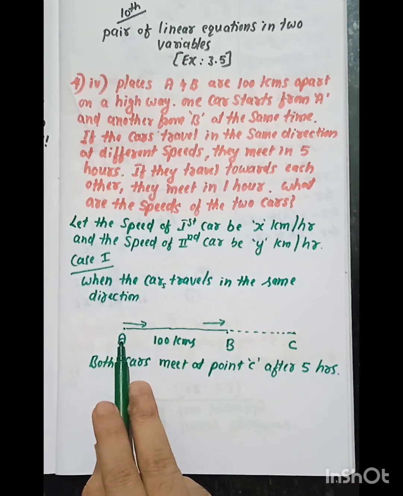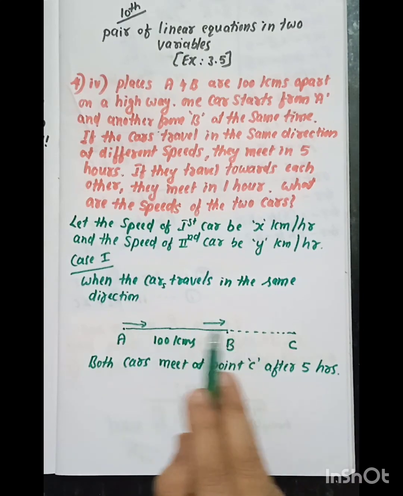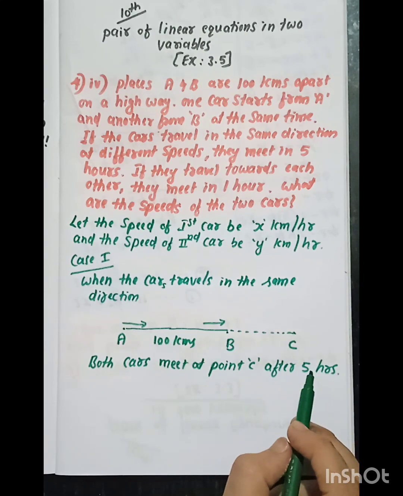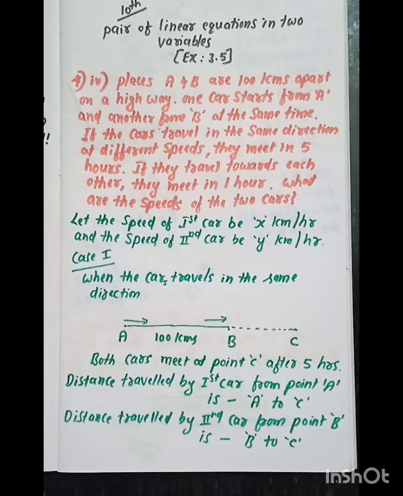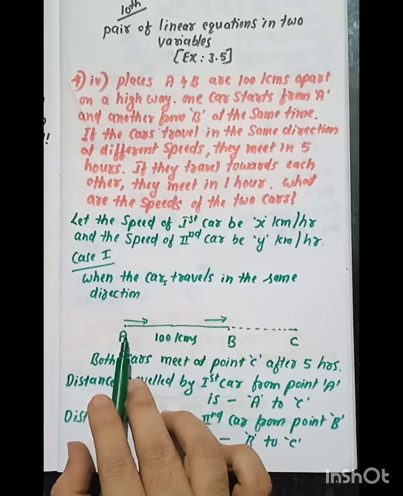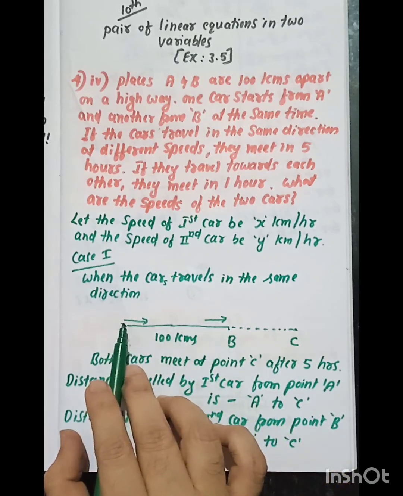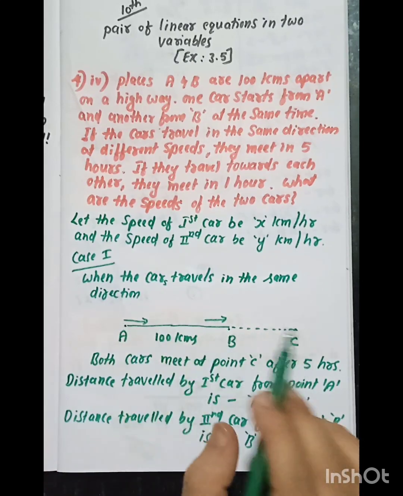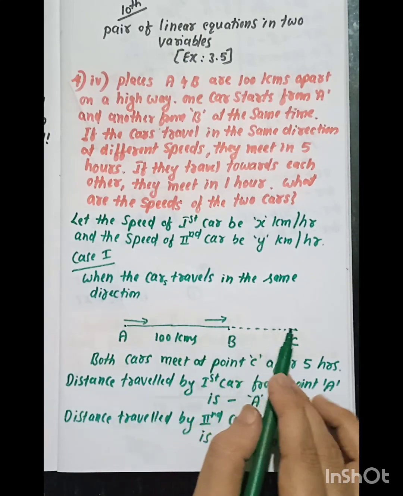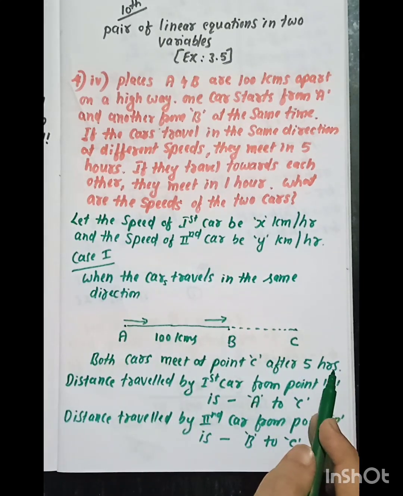The first car starts from A and the second car starts from B. Both are traveling in the same direction. They are traveling at different speeds and both meet at C after 5 hours. Observe this figure. Car first starts from place A, car second starts from B, which are 100 kilometers apart, and both the cars are traveling in the same direction. As given in the problem, both the cars travel at different speeds and after 5 hours meet at point C.